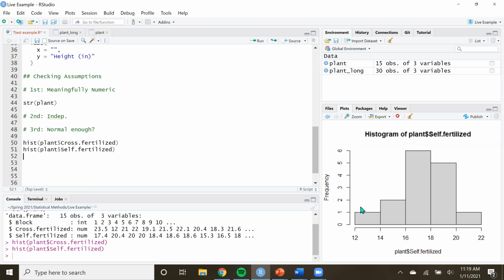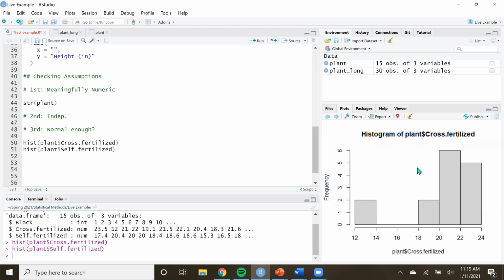We have a sort of more normal distribution here. Not totally normal, but normal enough to say that this is probably adequately normal. But this one's not. So what do we do about that?